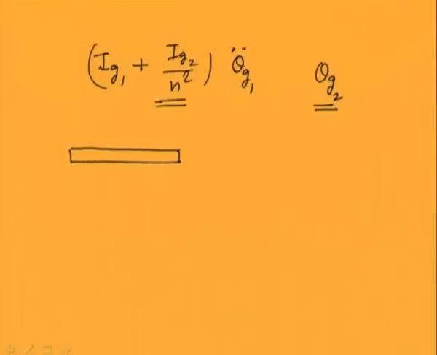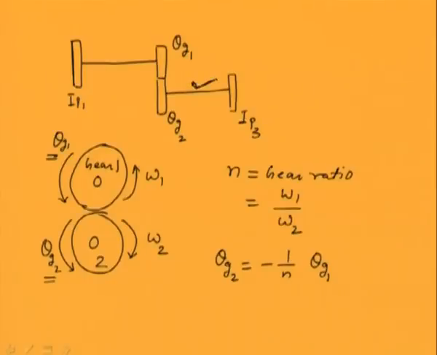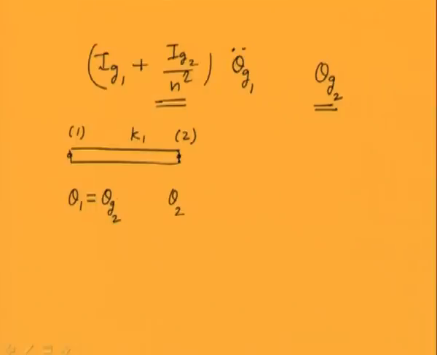Now let us write the elemental equation for the stiffness. For that let us take the shaft having stiffness K1, with element node 1 and node 2, and correspondingly theta 1 and theta 2 are the displacements. This theta 1 is actually the gear 2 displacement, because the shaft we have chosen in the previous figure is this particular shaft. This end is element node 1, and this displacement is assigned to node 1. So theta G2 is equal to, we know, theta G1 by n.